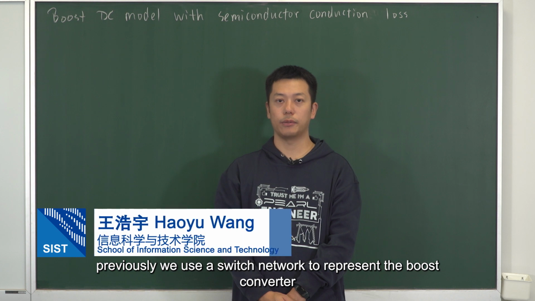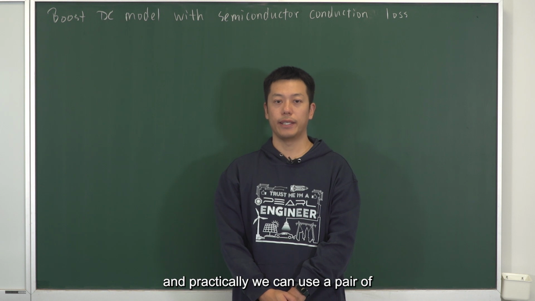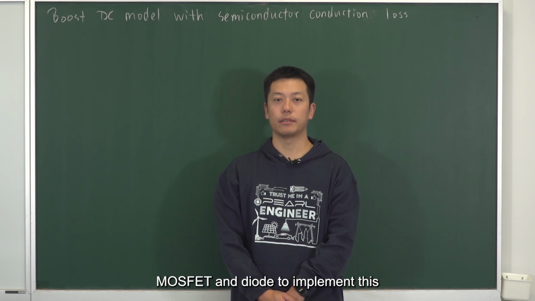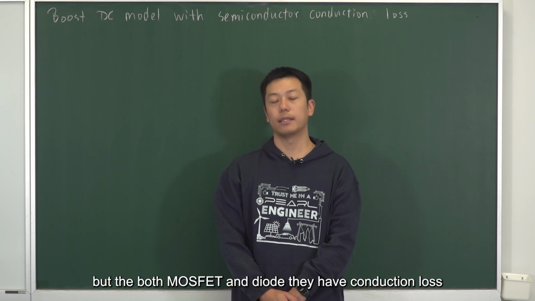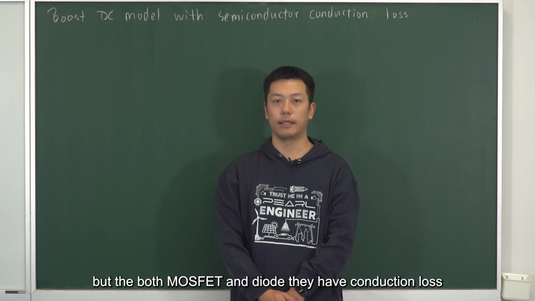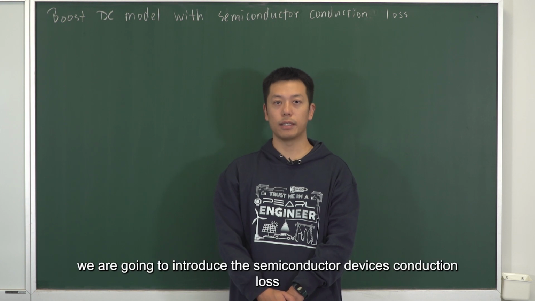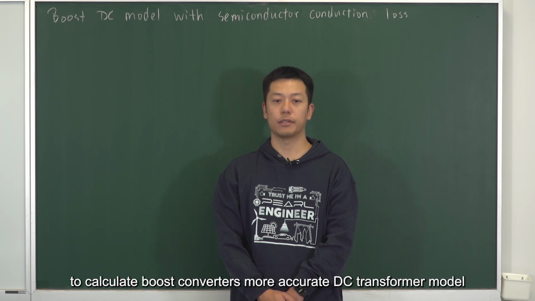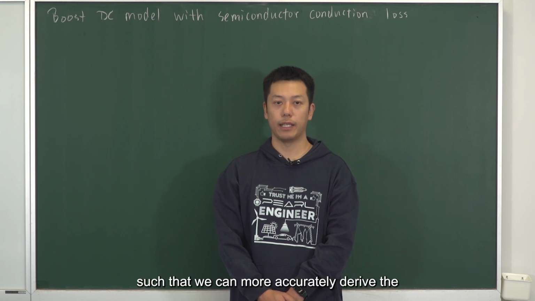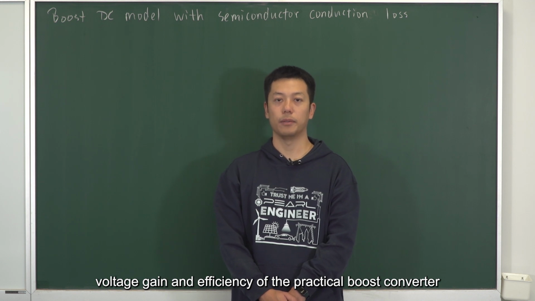Previously, we used a switch network to represent the boost converter. Practically, we can use a pair of MOSFET and diode to implement this switch network in the boost converter. But both the MOSFET and diode have conduction loss. So next, we are going to introduce the semiconductor devices' conduction loss to calculate the boost converter's more accurate DC transformer model, such that we can more accurately derive the voltage gain and efficiency of the practical boost converter.